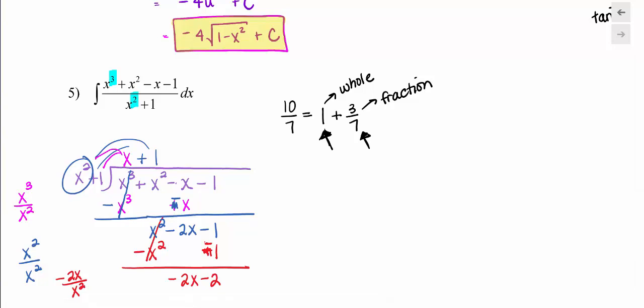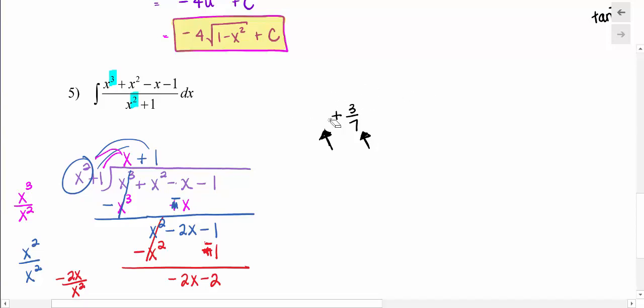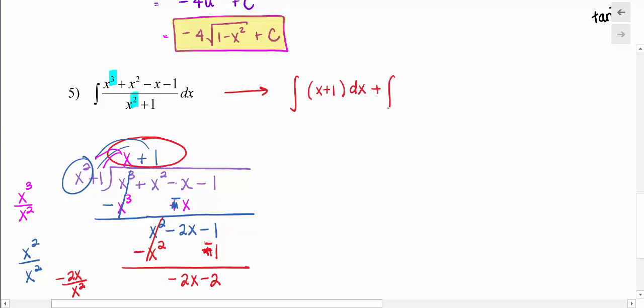So this problem is really equivalent to, I'm going to write what it should be equivalent to, the antiderivative of the whole part, which is x plus 1, and I'll do that separately here, plus the fraction part, negative 2x minus 2, and again, that's over what you were dividing by, x squared plus 1. Don't forget your dx's, please.